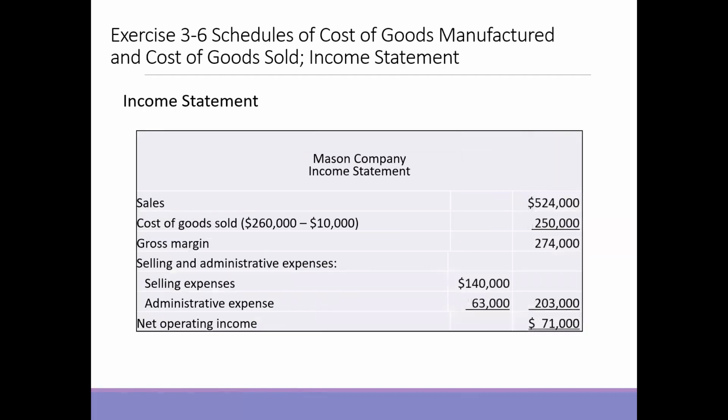The income statement, we've got our sales. They told us the cost of goods sold, or we calculated the cost of goods sold, which then gives us our gross margin with our non-manufacturing costs, which we know are period expenses that go right to the income statement, which show our net income to be $71,000.